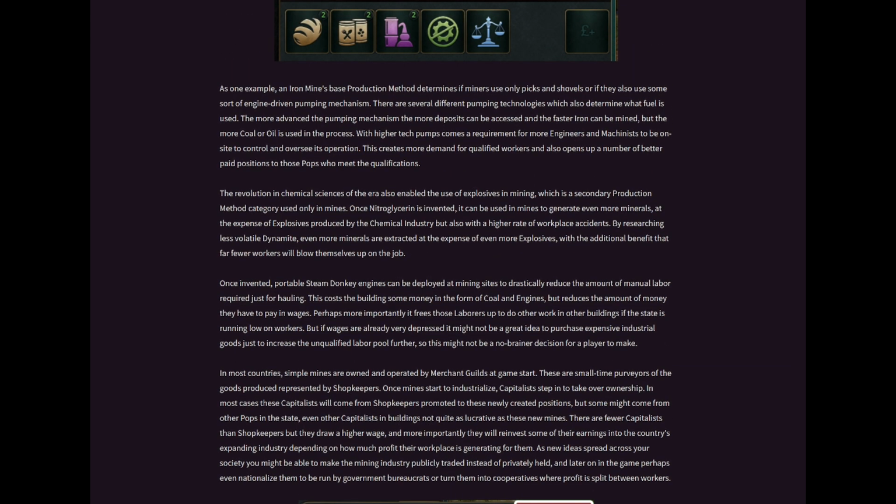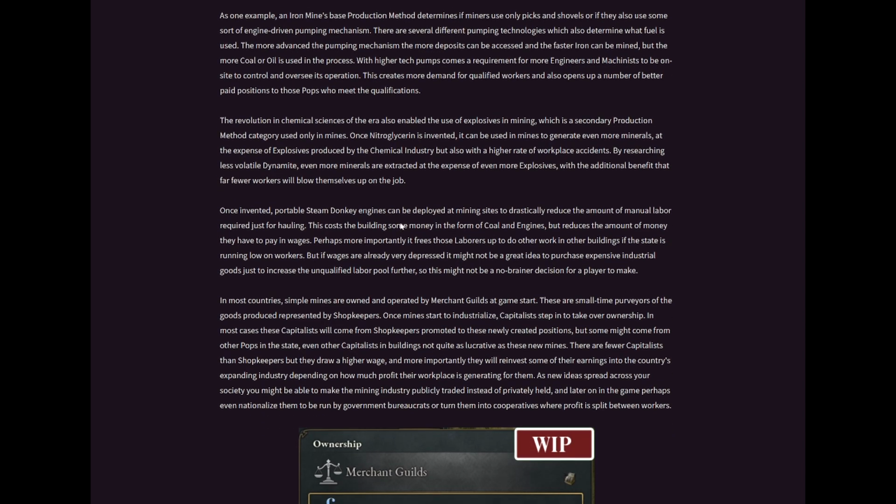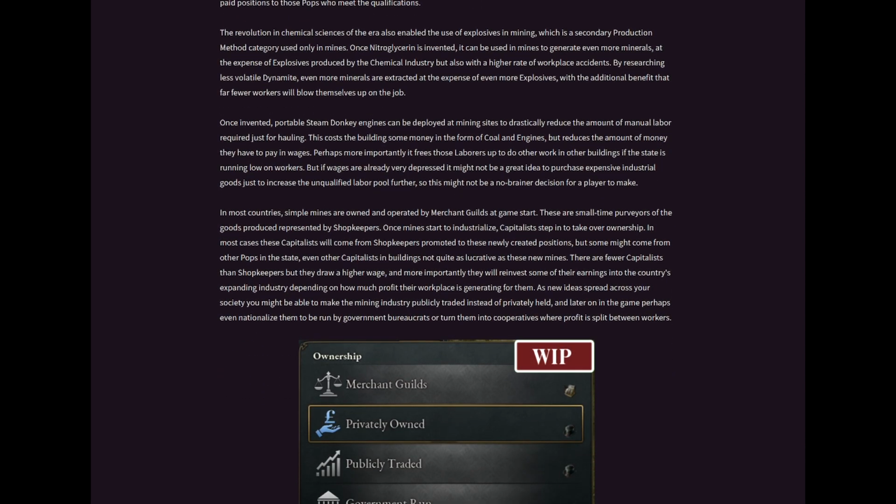So you see, it's all a step-by-step process. You will have a disadvantage if you go for the better production method that gives you more output. Your workers will be harmed. The accidents will have an influence on the gameplay too. A negative, of course.